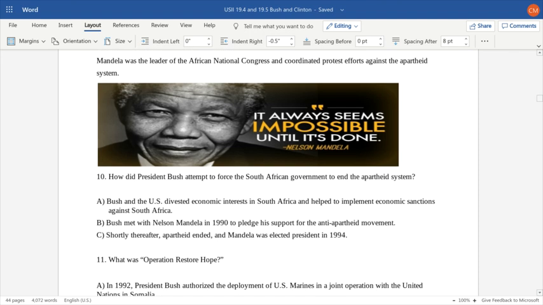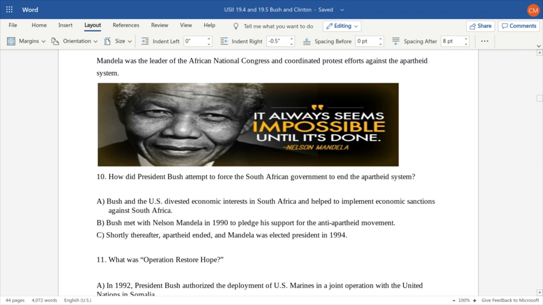So President Bush in the United States attempted to put pressure on South Africa to end the apartheid system. A series of economic sanctions were placed on South Africa to try and strangle their economy and force them to change their harsh policy, the apartheid system. Bush met with Mandela in 1990 to pledge his support for the anti-apartheid movement.